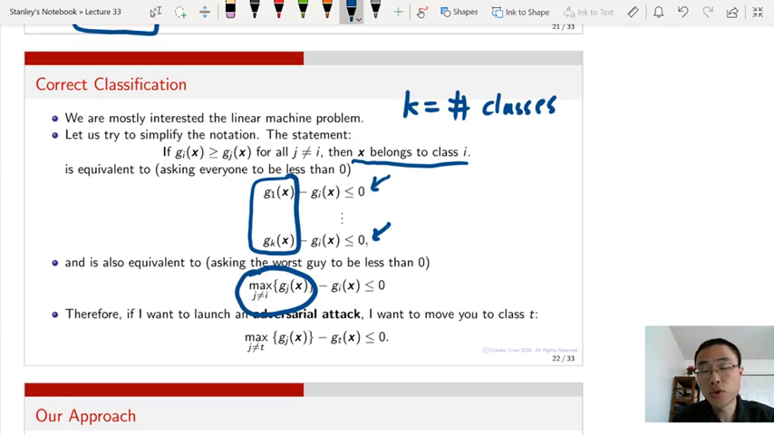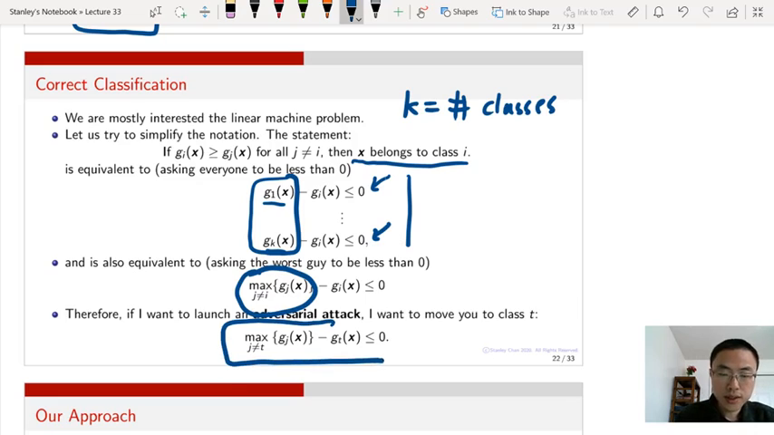Now how do I construct the worst case? Of course, I can make this value as big as possible. So if even for the biggest value of g, I can still be negative, then I can make sure that this equation will hold for all these scenarios. And therefore, if I want to launch an adversarial attack, what do I need to do? Well, I really need to ensure that if I am at class i, I want to go to class t.